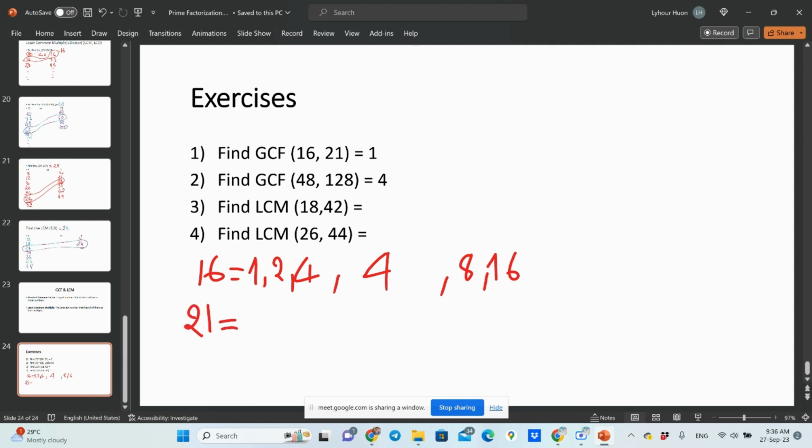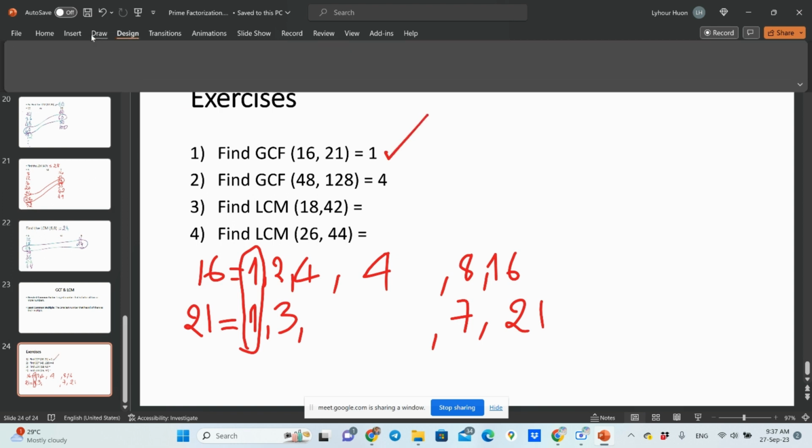Now, 21. When divided by 1, we have 21. Is it divisible by 2? No. 3? Yes, 3 with 7. How about 4? No. 5? No. 6? No. So that's all. What is the common and the greatest one? We only have 1. 2, we don't have a common; 3, 4, no common. So we don't have a common factor besides 1. So 1 is the common factor, and that is correct. Number one is correct.